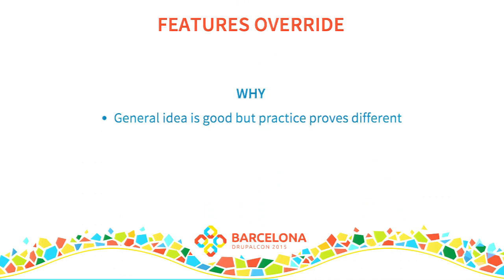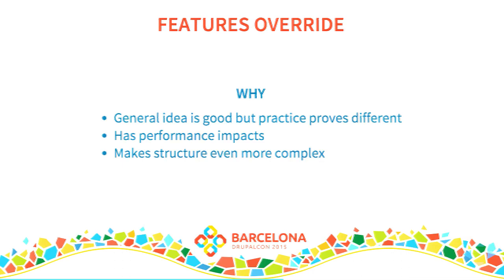So why do we think that it doesn't work? In general, we like the idea, and it sounds good, but we had many problems while using it. It has performance impacts because we have the default hooks and then we have the alter hooks. It makes the structure very complex. When you look at a view, you don't see where it comes from. It can come from a module, it can come from a feature, but then it also can be customized by an override feature, and you just don't see where this comes from. So it makes the structure of your project quite complex.